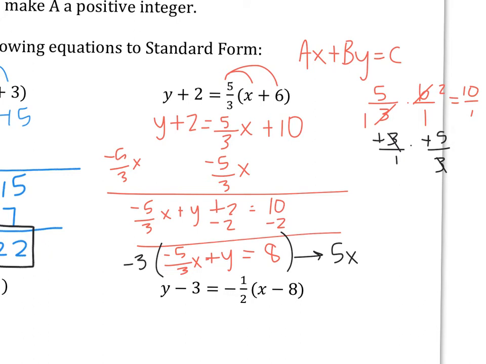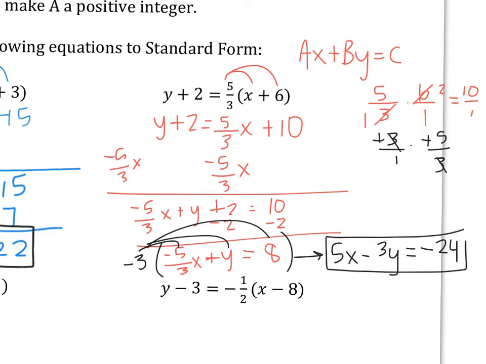Now -3 times a positive y, again, it goes to everything, right? I kind of distribute arrows throughout that whole equation. I get -3y equals 8 times -3 is -24. Now I have my equation written in the proper standard form. Let's try another one.